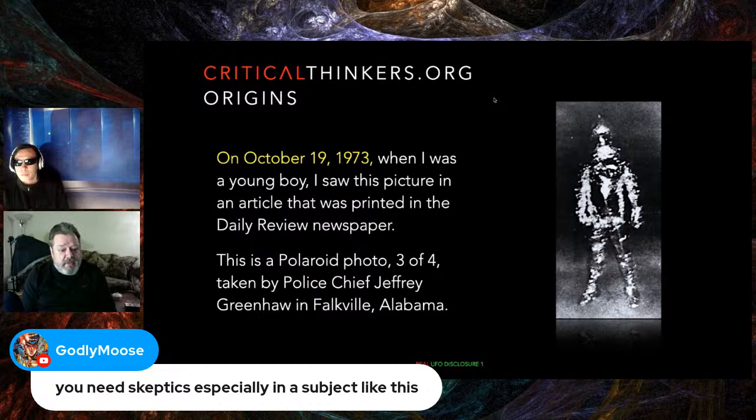Well, this case was there. A police officer named Jeffrey Greenhaw, he was a police chief of this small town in Falkville, Alabama. He had taken 4 Polaroid photos of a creature standing on the road. He chased it. Said his car went off the side of the road. It ran faster than any human I ever saw.